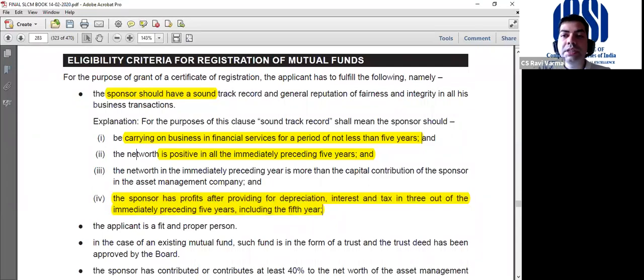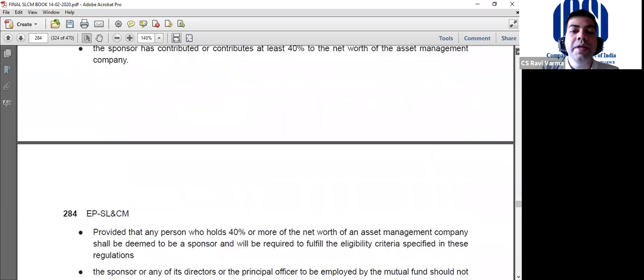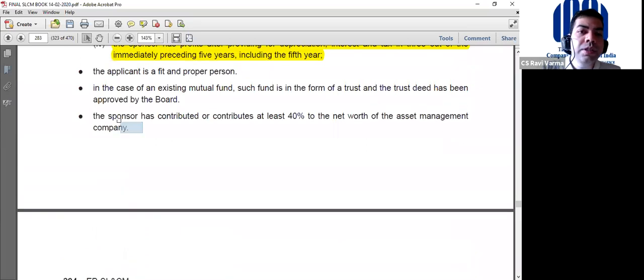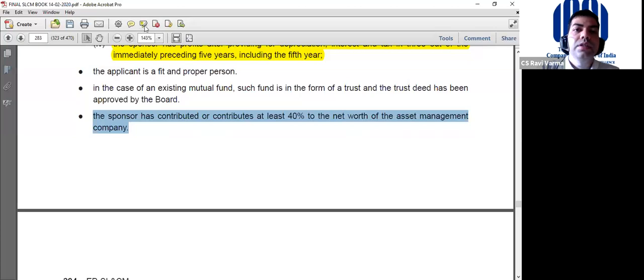So if you are satisfying this condition and the application is from a fit person, etc., that you can read on your own. One more primary condition that you should understand is that sponsors should contribute 40% of the net worth of the asset management company. Like I told you in the IDBI example, the IDBI asset management company will be there for mutual fund management. IDBI is the sponsor here in the example. So as a sponsor, you should be ready to contribute 40% of the net worth of the IDBI asset management company. If you satisfy all these criteria, then you can go ahead with the registration of the mutual fund.